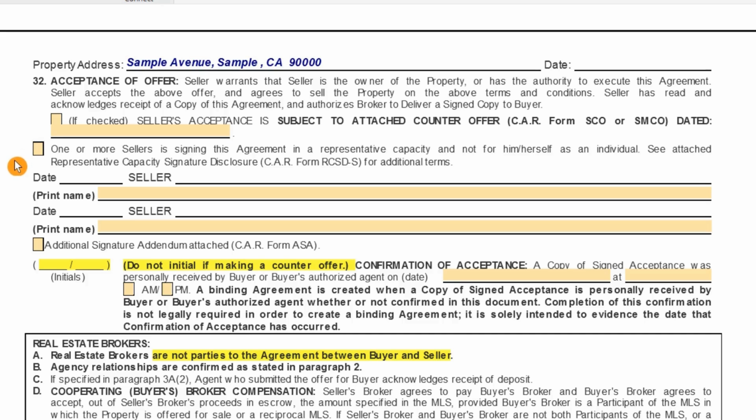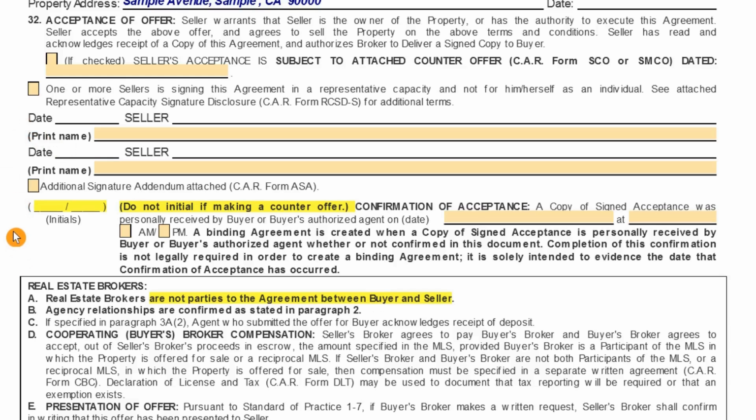The next little checkbox is if there is somebody signing as a representative for one of the parties. And other than that, this is where the seller would sign and date it. And if there were so many sellers involved that you couldn't fit all their names in those spaces above, then they would also need to do an additional signature addendum and check this box right here.